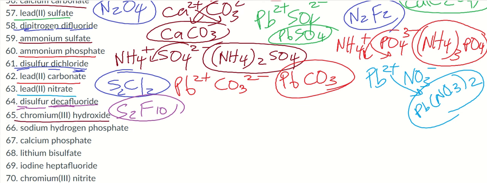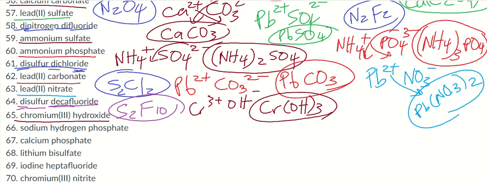Right. Chromium 3. Do that. 3 positive. Hydroxide is OH with a 1 negative. Crisscross that. We're going to need parentheses around to tell us there's 3 of them.